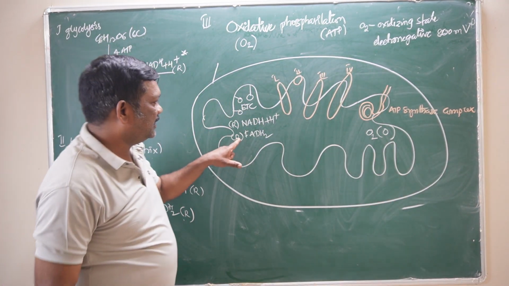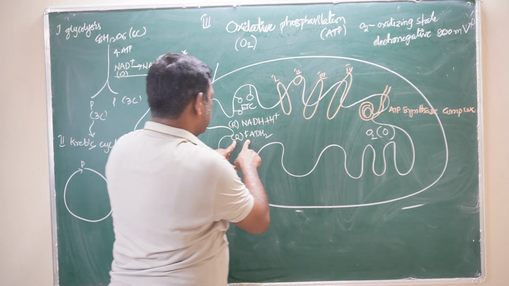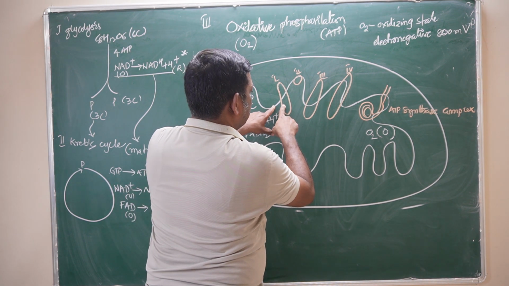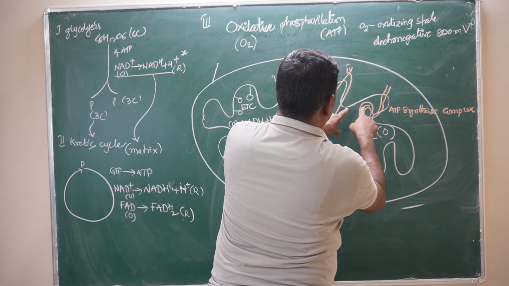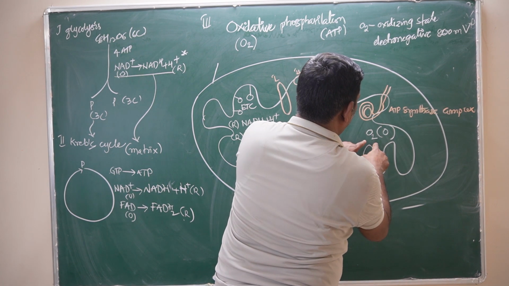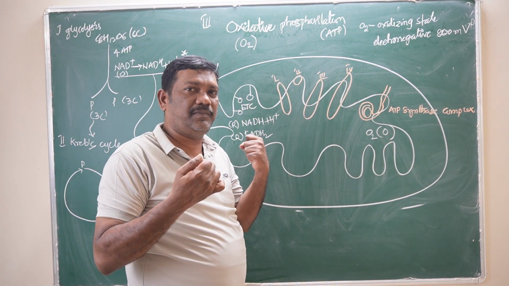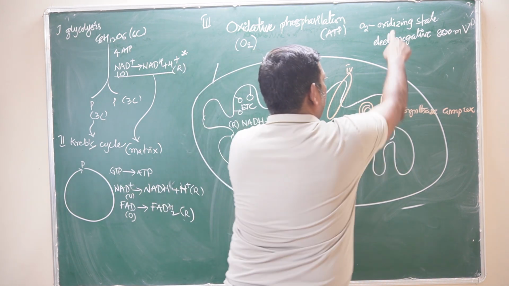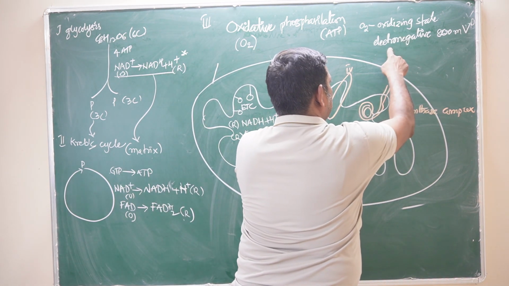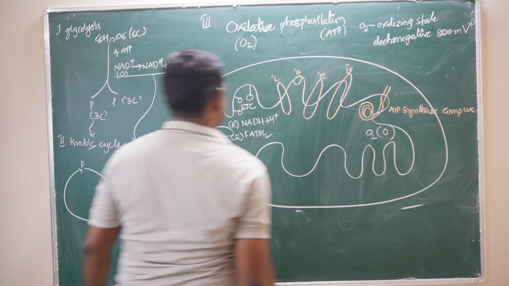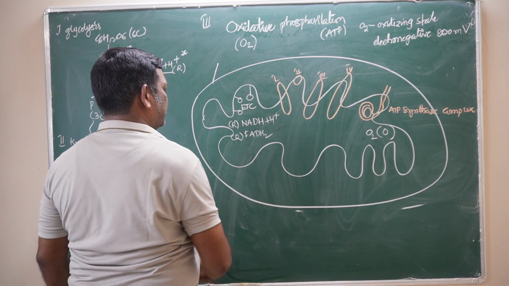Now what is happening? These reduced NADH and FADH2 molecules release the electrons. They transport them through the different electron transporters, and finally they are accepted, grabbed and received by the oxygen, because it is a high oxidizing agent and an electronegative molecule. Then the ATP is synthesized. We will discuss how.